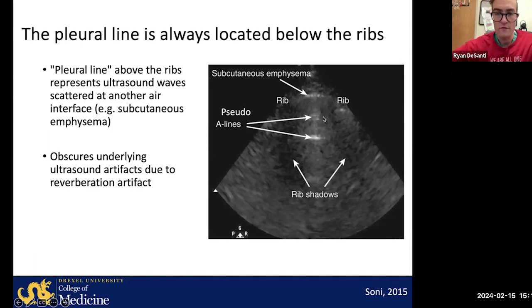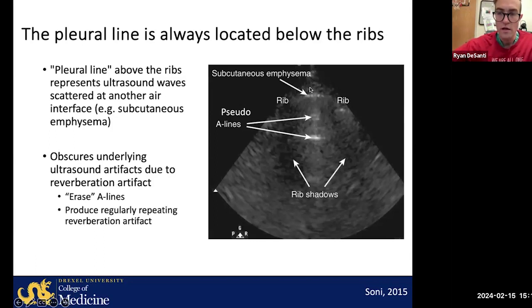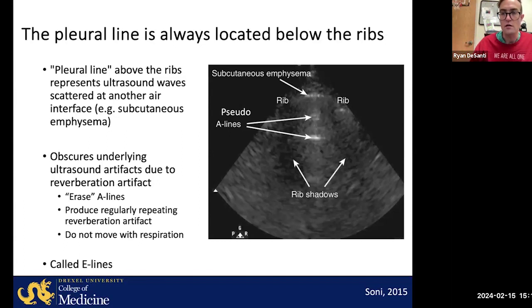And so you will have kind of pseudo A-lines reverberating from this pseudo pleural line of subcutaneous emphysema, which again occur at regularly occurring intervals and will obscure or erase the actual A-lines, which occur below the ribs. This subcutaneous emphysema, which we also call E-lines, should not be moving with respirations like a normal pleural line would, and again, should be recognizable because they occur above the rib.